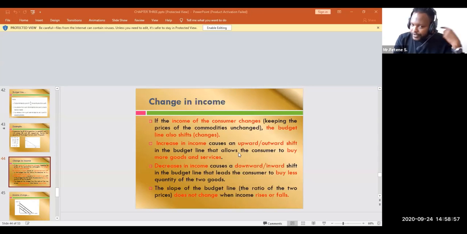We have two things, price and income, as we said. What determines the budget line is income and market price. So what happens to the budget line if our income changes? Look, if the income of the consumer changes, keeping the price of the commodities unchanged, the budget line also shifts. The income changes, but the price of the commodities is unchanged, so the budget line shifts.